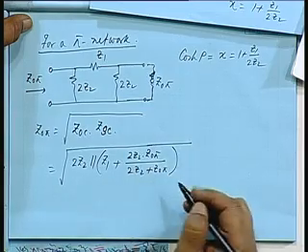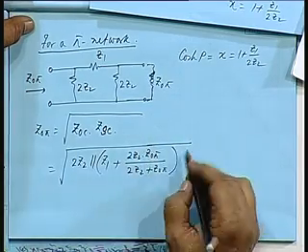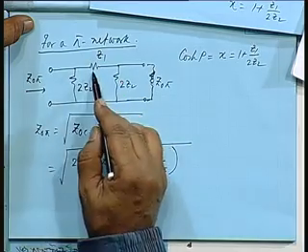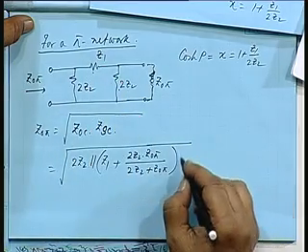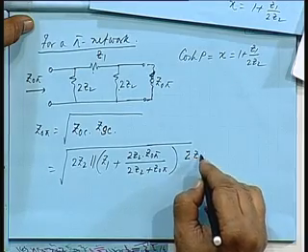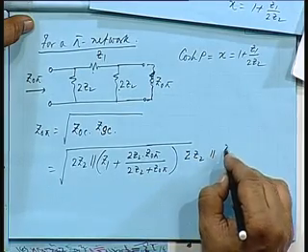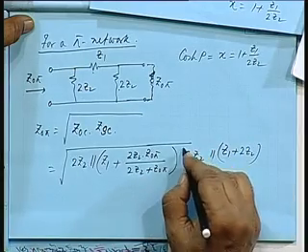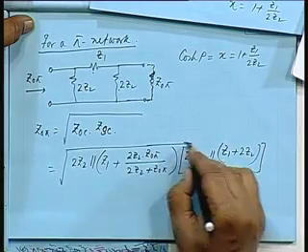Okay. This is the short circuit impedance. Open circuit impedance will be twice Z2 in parallel with Z1 plus twice Z2. Okay. So, twice Z2 in parallel with Z1 plus twice Z2. So, this is the open circuit parameter.